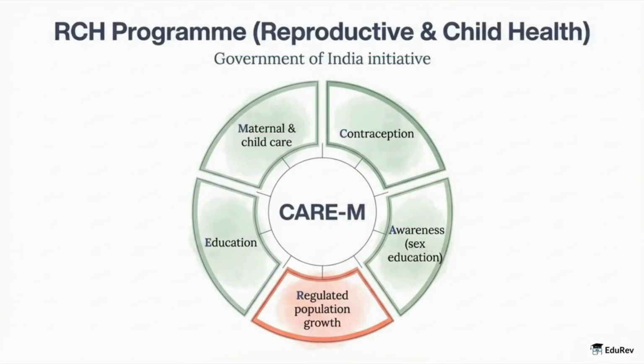In India, the Reproductive and Child Health Program brings these goals into practice. It focuses on maternal and child care, provision of contraception, and policies to support regulated population growth, all aimed at healthier mothers, babies, and families.